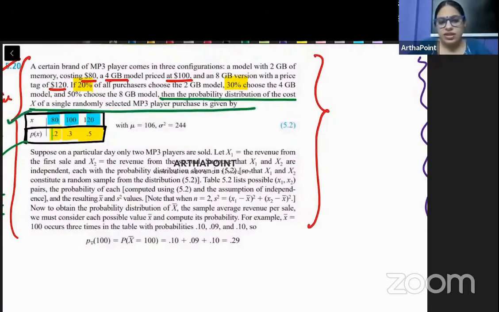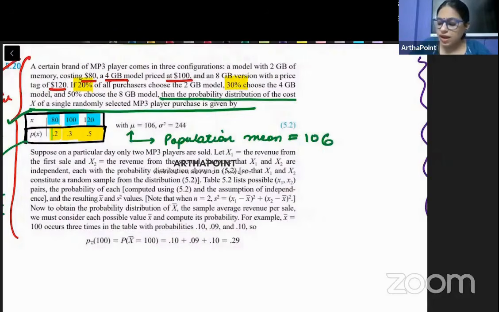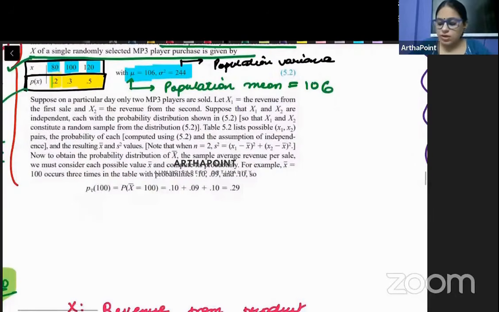तो यहाँ पे बहुत ध्यान से हमें देखना पड़ेगा बेटा. It says mu, का मतलब हो गया पॉपुलेशन मीन. So you are given that the population mean is 106. और थोड़ा सा अगर हम आगे बढ़ते हैं, it says sigma square is 244. इसका मतलब ये हो गया बेटा that population variance is given to you as 244. तो आपको population mean and variance दिया हुआ है.